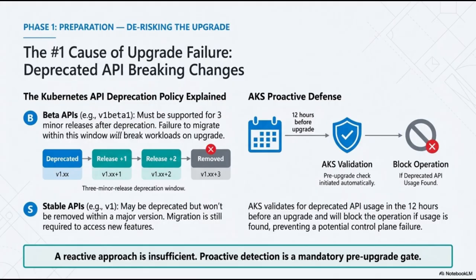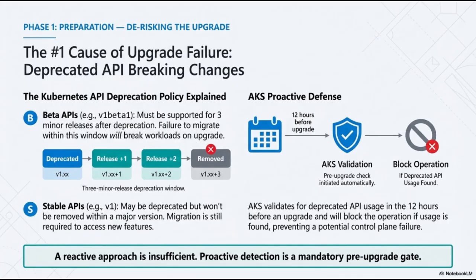Once an API is marked as deprecated, you have 2 subsequent releases to migrate. By the 3rd release, that API is removed entirely. If you haven't migrated your workloads by then, the upgrade will fail. Stable APIs are more resilient and won't be removed within a major version, but migration is still eventually required to access new features. To mitigate this, AKS provides a proactive defense mechanism.